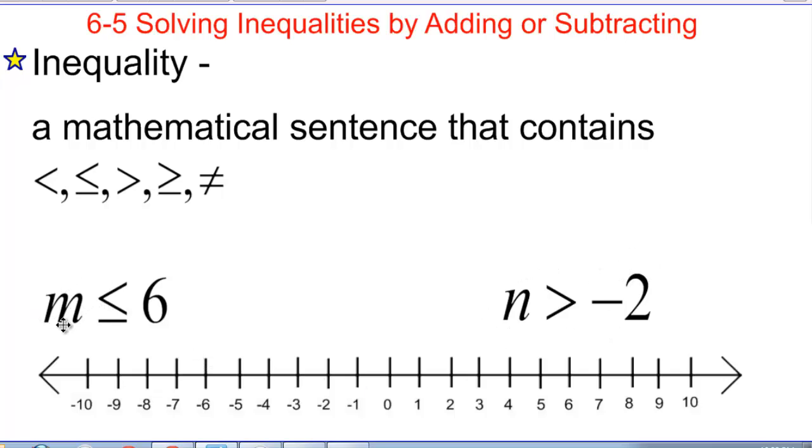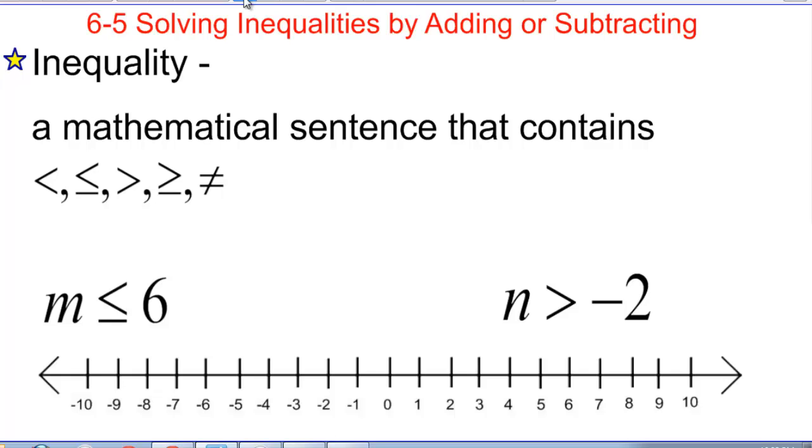Sometimes when we write an inequality, and these are both examples of inequalities down here, we'll have a variable in the inequality. And what that says is that m can be any number that's either less than or equal to 6. When we say that we want to find a solution to that inequality, we are talking about numbers that I could substitute in for the variable that would make the statement true. So I could list some of those. Numbers that are less than or equal to 6.